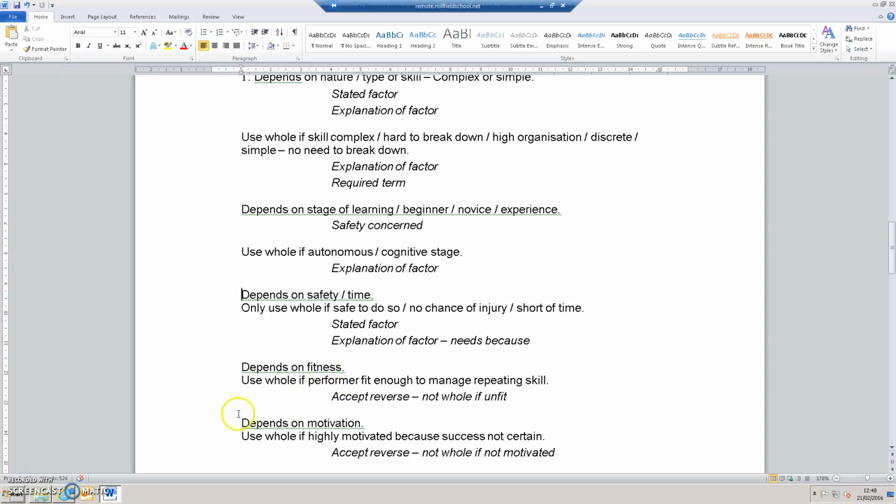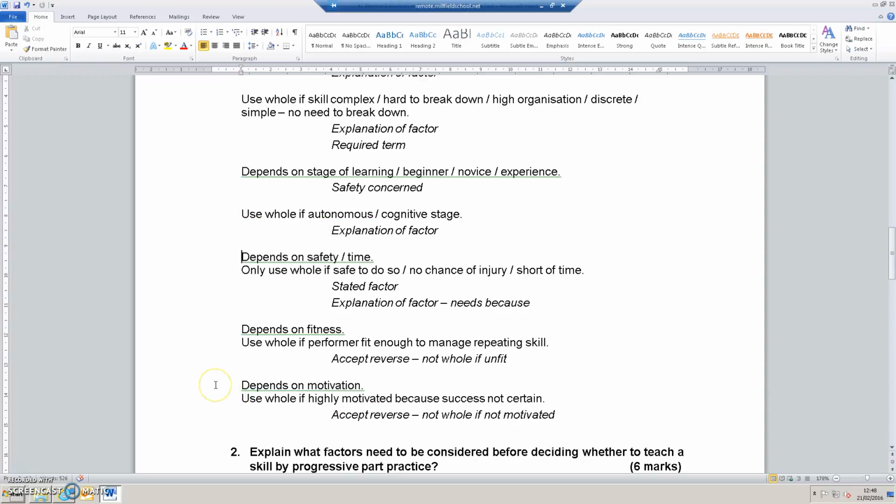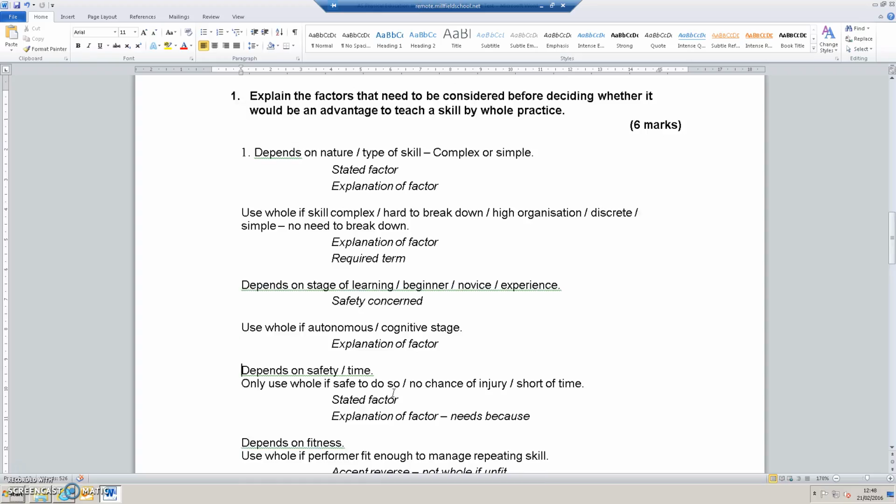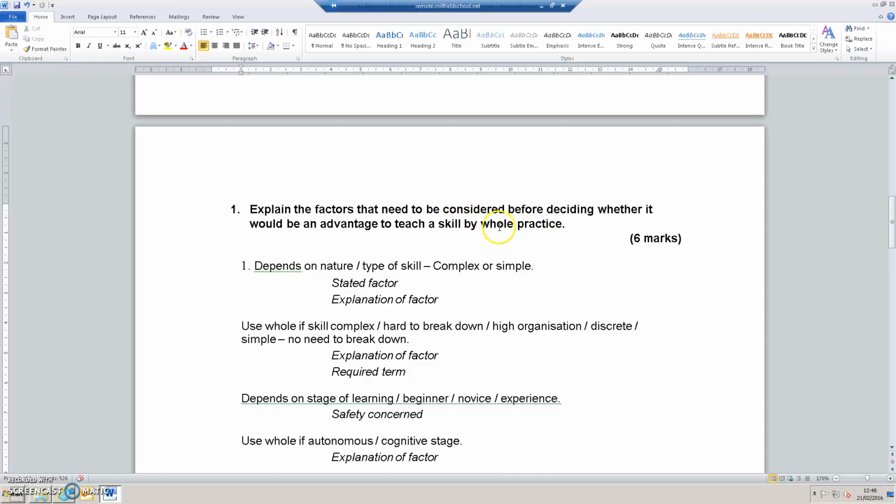And then the last point, which again a lot of you got some credit for, was this one. It depends upon the level of motivation, that we're going to use whole practice if the performer is highly motivated and therefore they're going to be engaged in doing the practice. And similarly, if you mentioned other points of the opposites, that would have been fine. Okay, so a few things to think about there, but please make sure that you review this and you're clear as to when we would use whole practice.